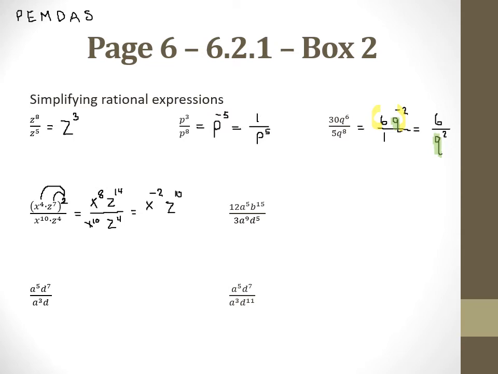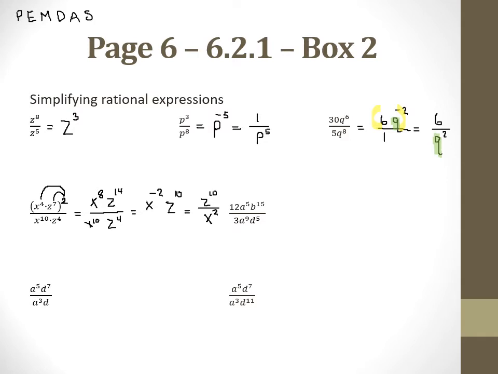And again, we don't want to leave it with a negative exponent. So if you have something like x to the power of negative 2, we're going to switch that to the opposite side of the fraction. So the z to the 10th stays where it is. That's a positive exponent. But the x to the power of negative 2 will move to the denominator and become positive.